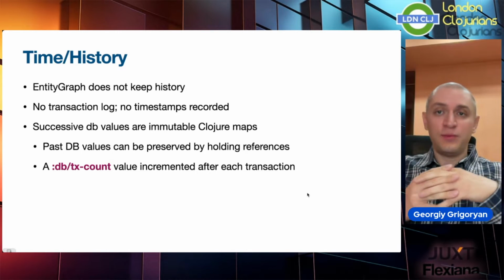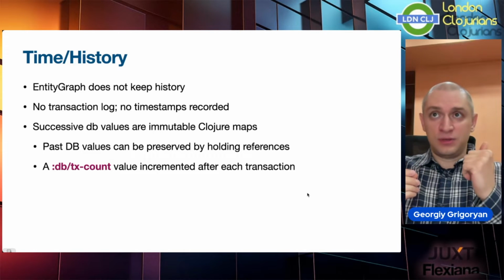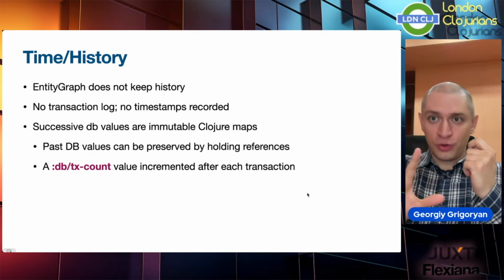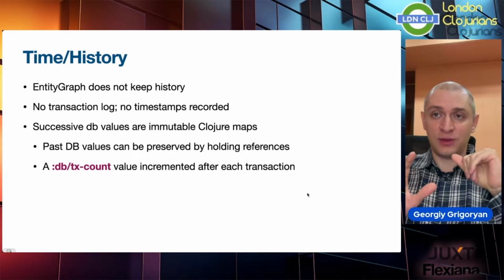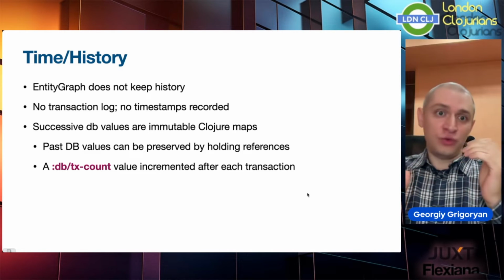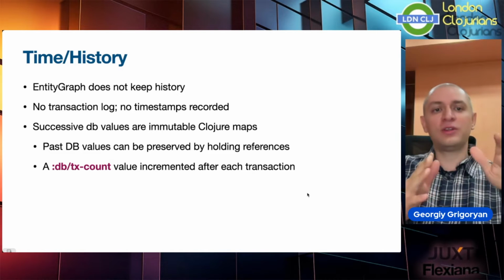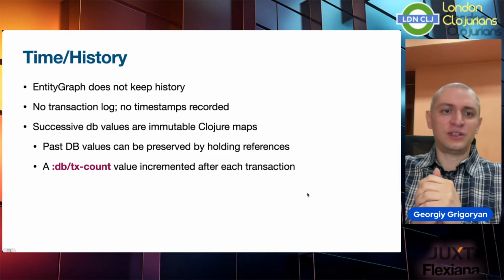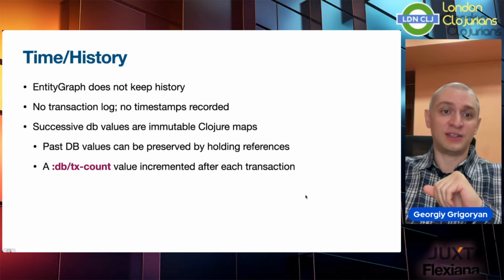So for example, maybe you do some speculative update, but you keep a reference to the previous version, and then you do the update. You make sure everything checks out, and then you can let go of your reference to the past value. Or if something went wrong, you just revert back to that past value that you held on to. And the only thing that we have as far as related to history is a dbtx count for the overall database. It just increments every time there's a transaction.